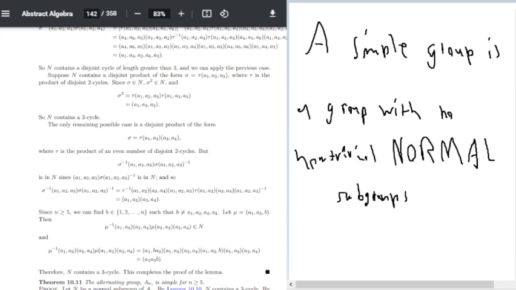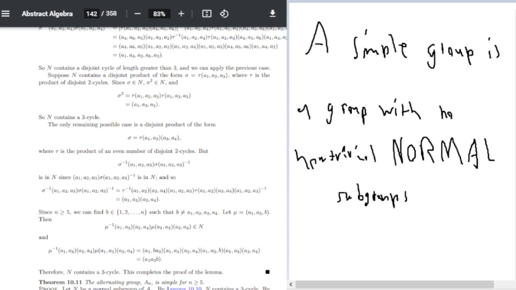Suppose N contains the disjoint product of the form sigma equals tau (a1 a2 a3), where tau is the product of disjoint 2-cycles. Since sigma is in N, sigma squared is in N, and sigma squared equals tau (a1 a2 a3) tau (a1 a2 a3), which is (a1 a3 a2), so N must contain a 3-cycle. The only remaining possible case is a disjoint product of the form sigma equals tau (a1 a2 a3 a4), where tau is the product of an even number of disjoint 2-cycles.